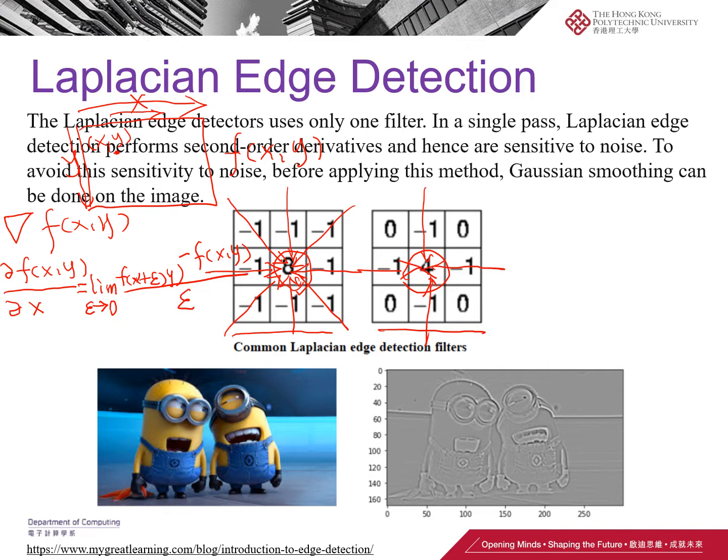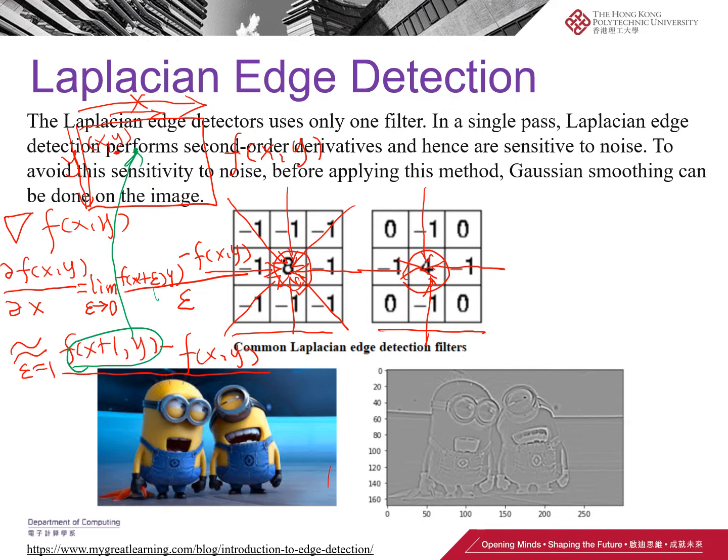However, practically epsilon is not easy to calculate, so we use an approximation by setting epsilon to 1. Then we have something quite straightforward: f(x+1, y) minus f(x, y). Here you can see this approximation is actually calculating the difference between one pixel and its neighboring next pixel. So this is that part, and this is where it is in the original image. We're calculating the difference between these two consecutive pixels.